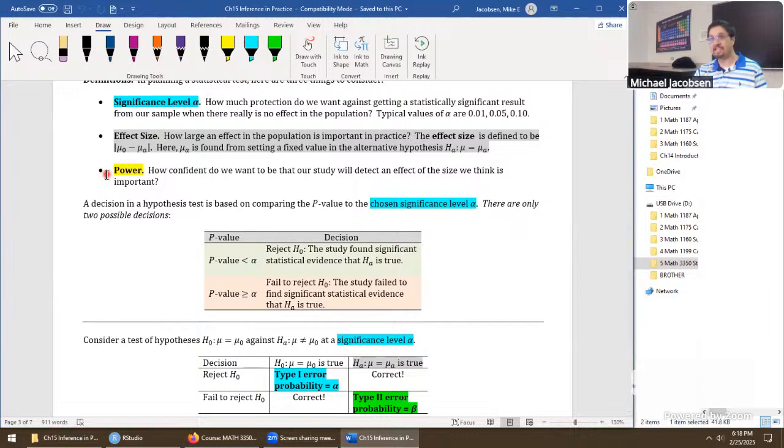So the power of the test is the hard concept in this section because it deals with the significance level alpha, a new definition we haven't hit, effect size, and it gives us this as a probability. The power is the probability of correctly rejecting the null hypothesis under the assumption a specific alternative hypothesis is actually true.